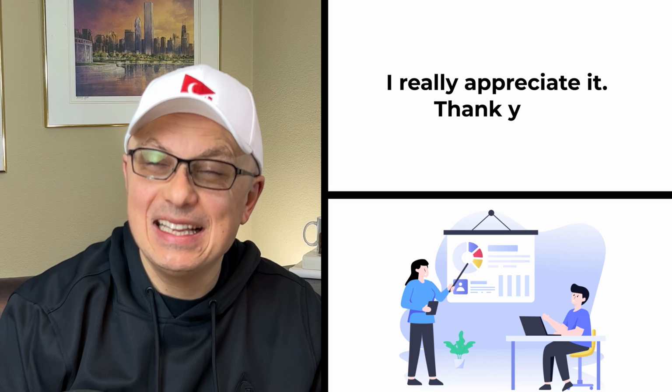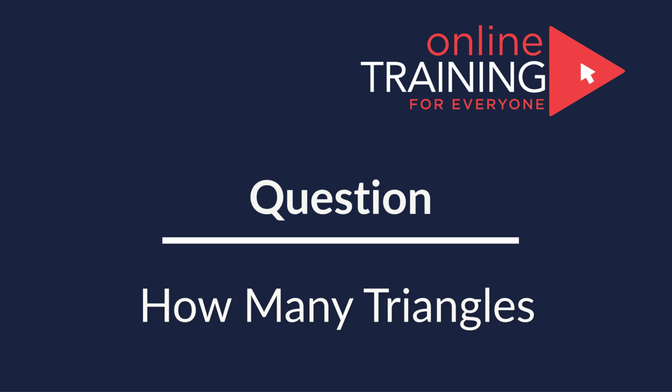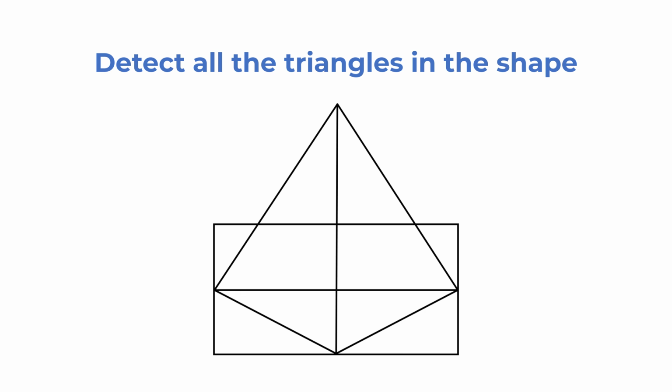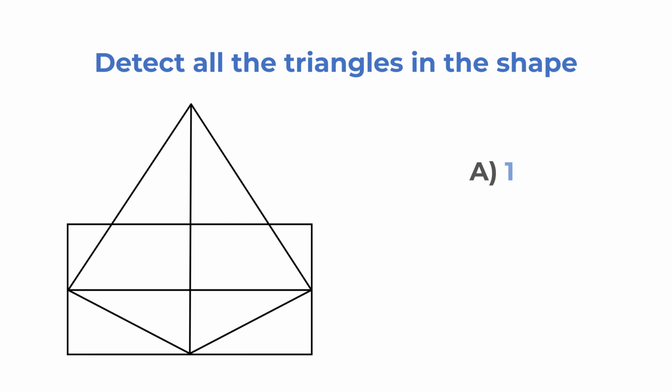This particular question was just recently introduced in the test, and I would need your help to determine if I answered it correctly. You're presented with the very unusual shape, and you need to detect all the triangles that are part of this shape. Your four possible choices. Choice A, 11. Choice B, 13. Choice C, 15. And choice D, 17.